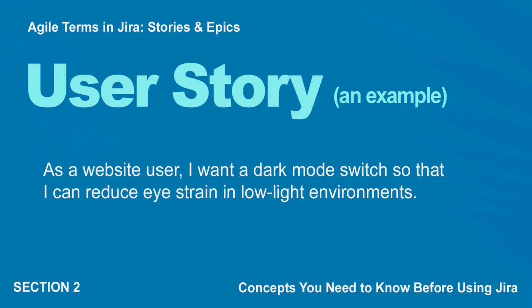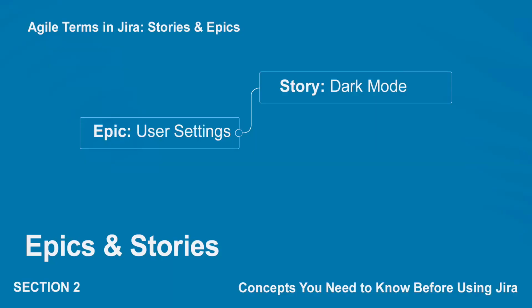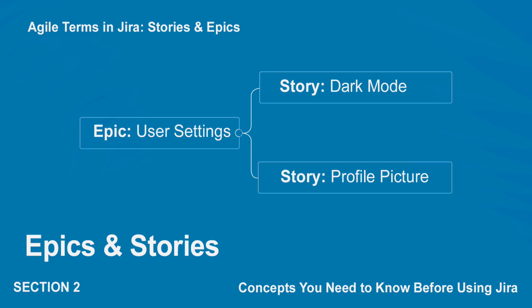So let's go back to our example of dark mode from before. It's not like dark mode is the entirety of the website. So maybe that story is something that goes into an overall epic for the user settings that we'll build for our web app. And then we can have similar user stories under that epic for things like the settings, right?